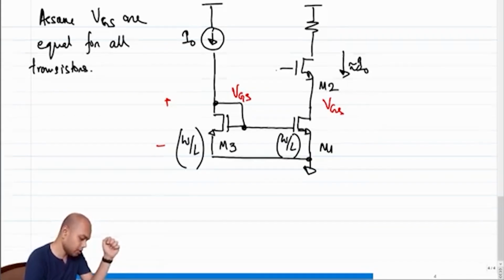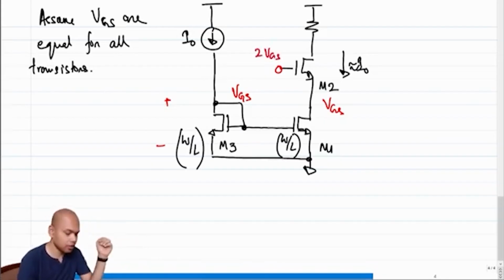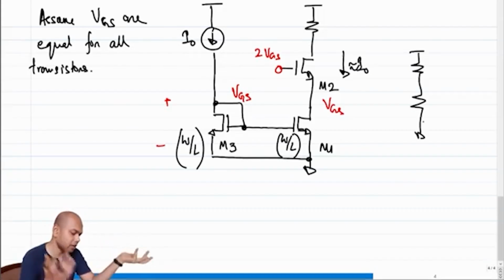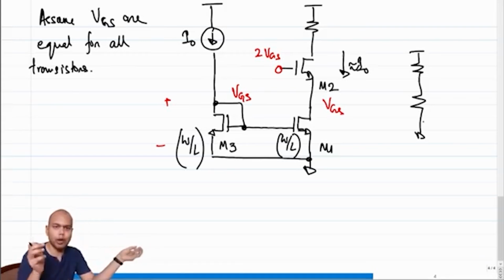If this is supposed to be VGS, what is this node voltage supposed to be? This is supposed to be 2 VGS, obviously, for a current of I0. So I need to generate a voltage of 2 VGS now, right? How do I generate a voltage of 2 VGS? Can I generate it by, let's say, putting a resistor divider? And let's say I have figured out that 2 VGS is supposed to be 1.2 volt.